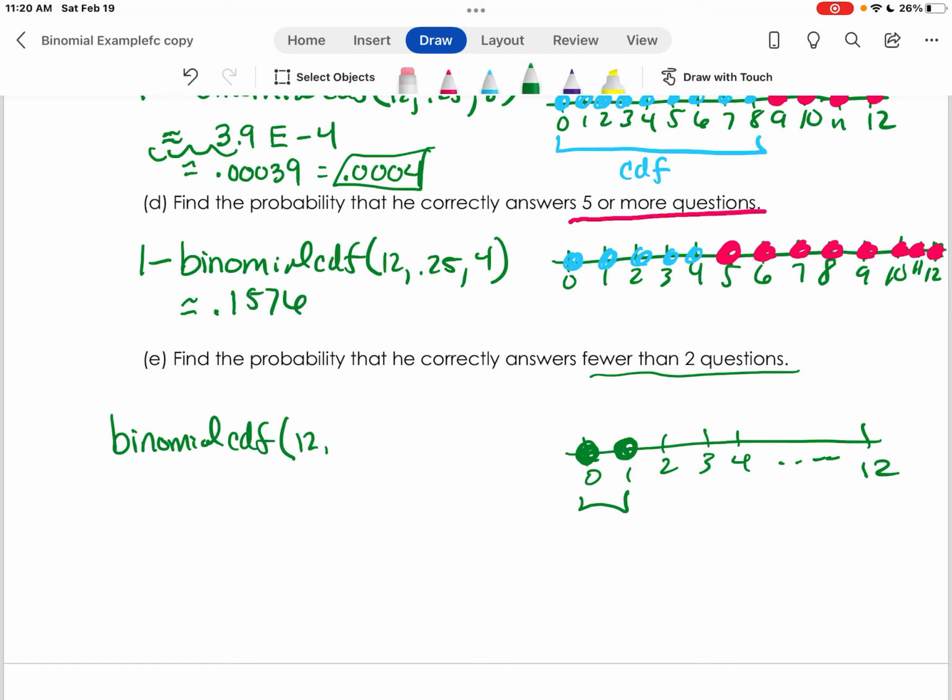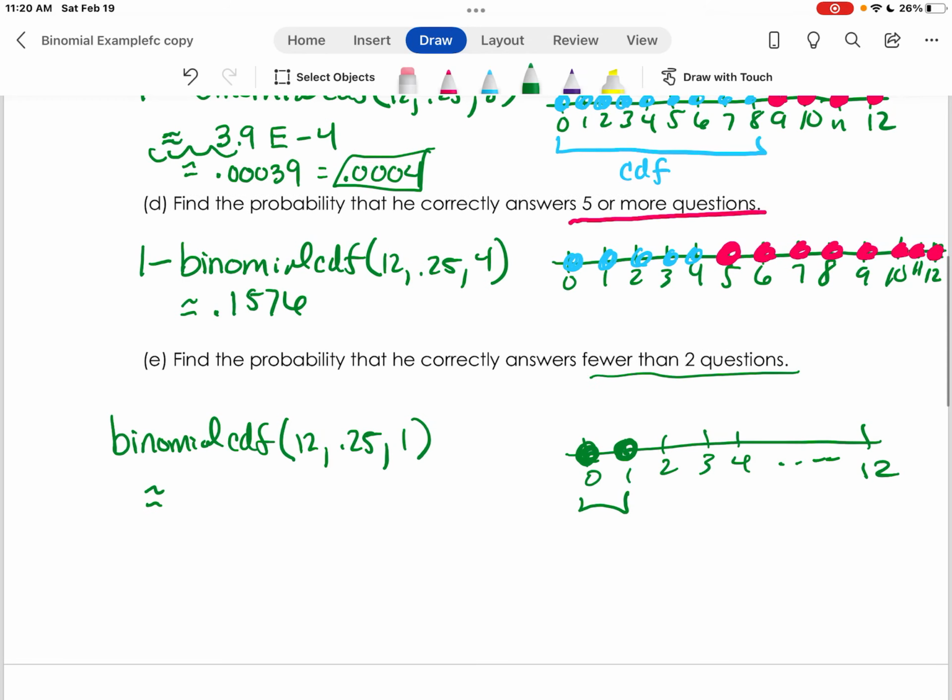CDF 12, 0.25, and we want to add everything up to 1. So 0 and 1, which means my value of x should be 1. Now, when we put that in on the calculator and we round it to 4 places, we get 0.1584.